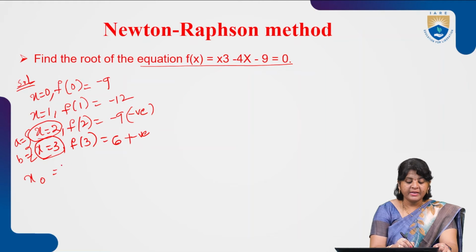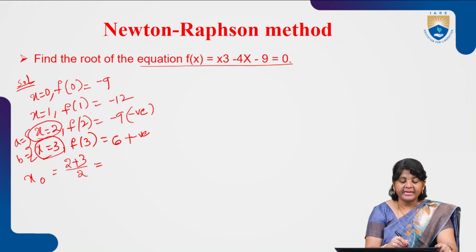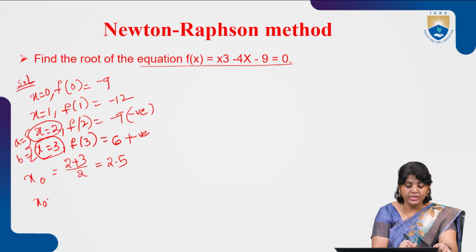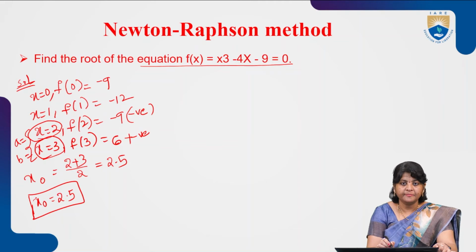But here, when we are unable to choose which root, which initial guess needs to be selected, there is an option that you can go with the arithmetic mean. 2 plus 3 by 2, that is 2.5. You can take the average and then continue. Or else x equal to 3 you can take, or x equal to 2. So now I am going to take x0 is equal to 2.5. This is my initial guess.